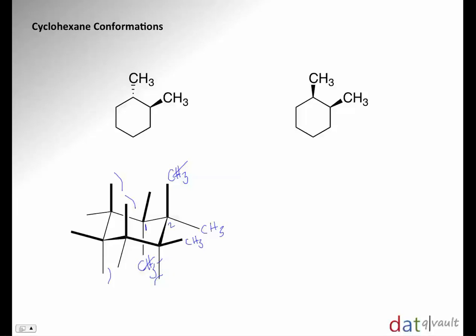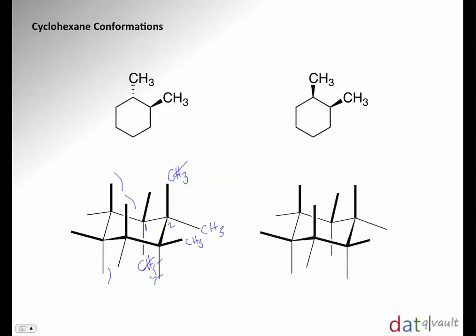Alright, so let's take a look at the cis cyclohexane over here. So if we make this the 1 carbon and this the 2 carbon, we want them to both be facing up and towards us. So we'll put a methyl group here in the up position, and we'll put another methyl group here in the equatorial position facing up.